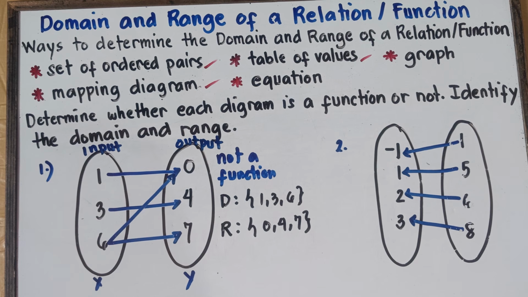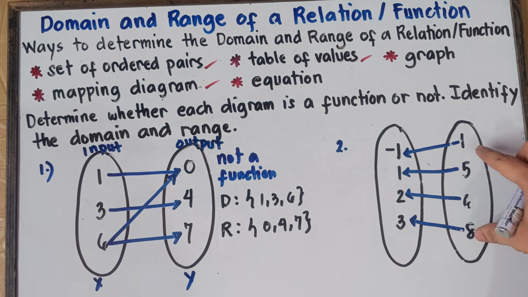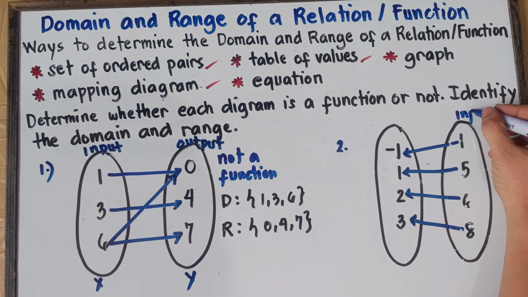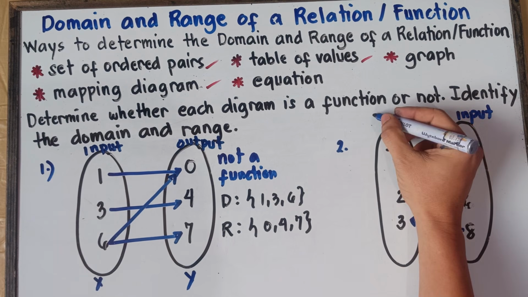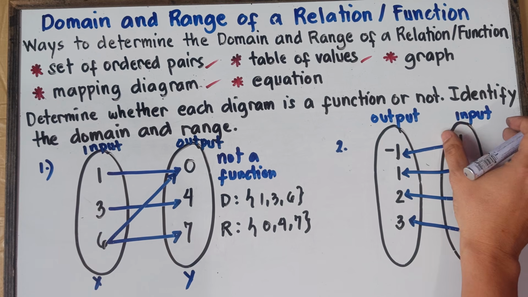Alright, so number 2, is this a function or not a function? That's correct. This will be a function. Once again, this will be the input. The arrow begins. This will be the input. The arrow ends. This will be the output. Alright, so therefore, this will be the domain. This will be the range.